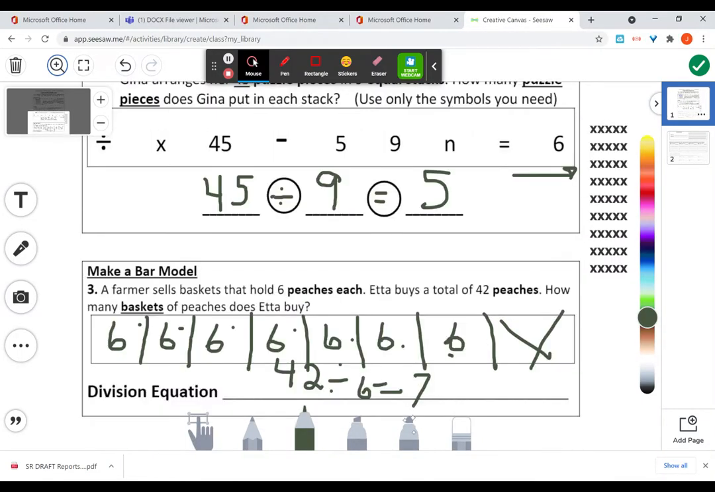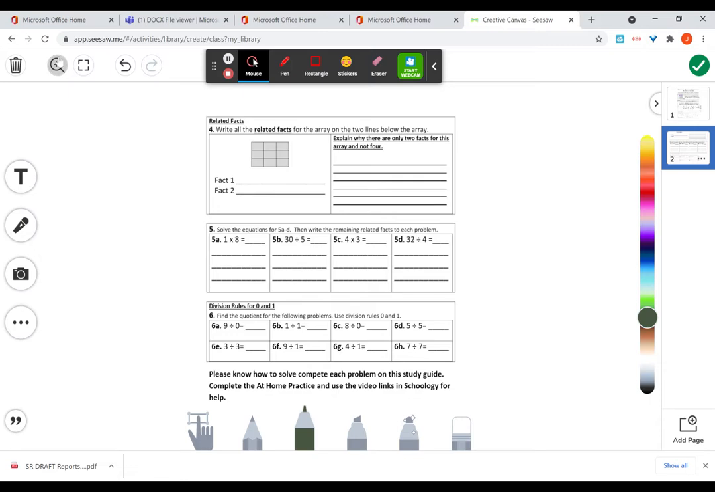So this is video 2. We had left off at the bottom here. So 42 divided by 6 is going to be 7 because you can see I have 7 sixes: 1, 2, 3, 4, 5, 6, 7. So 42 divided by 6 is 7. So now we're moving into page 2.